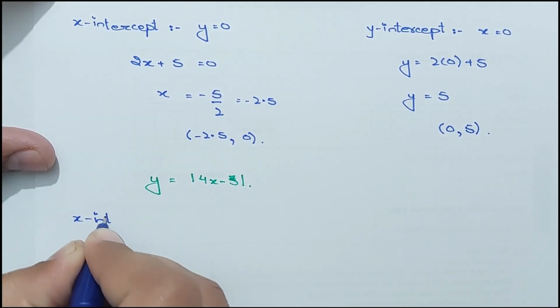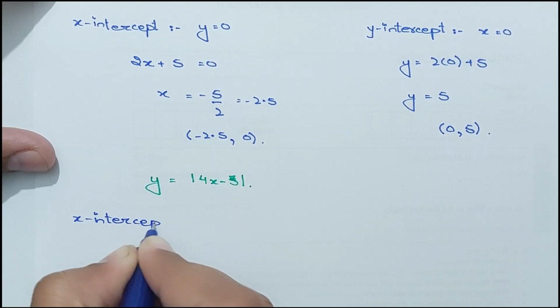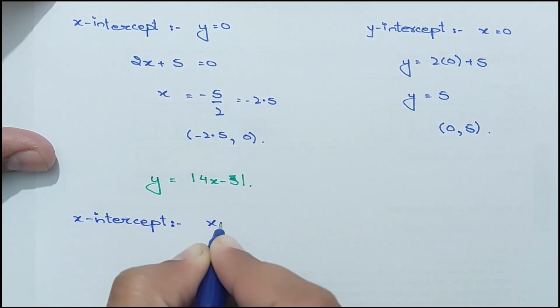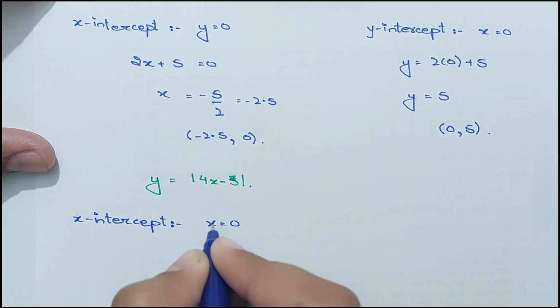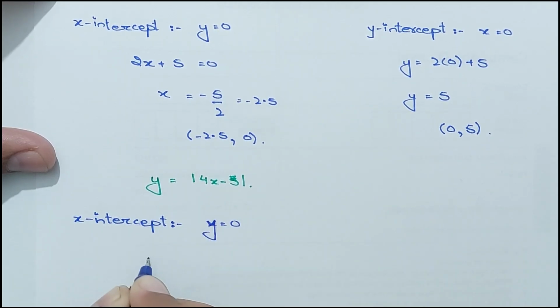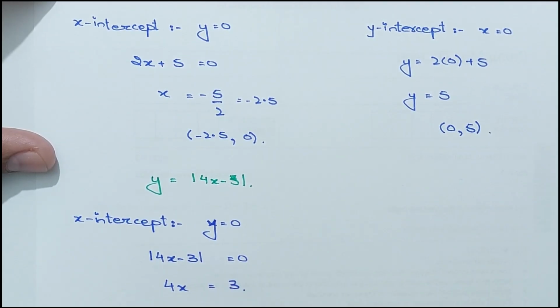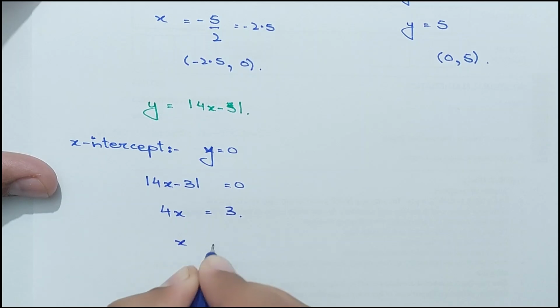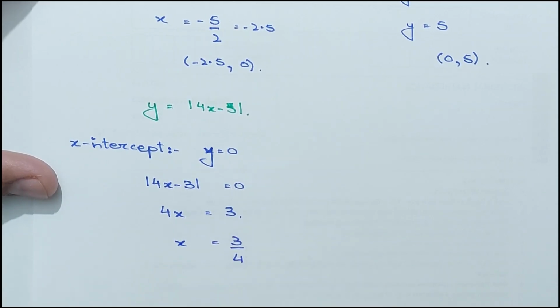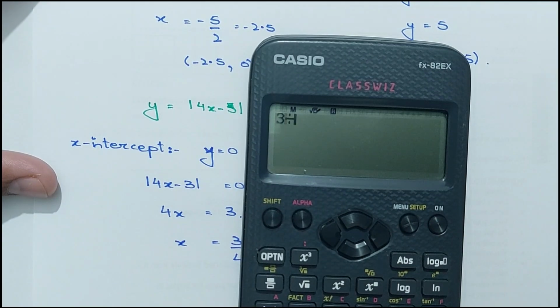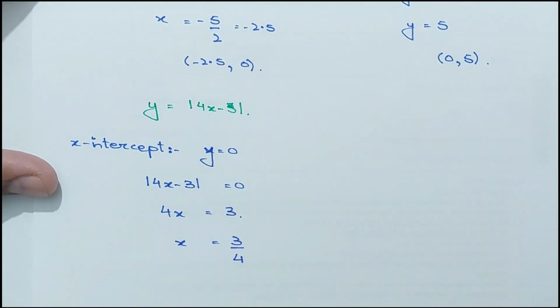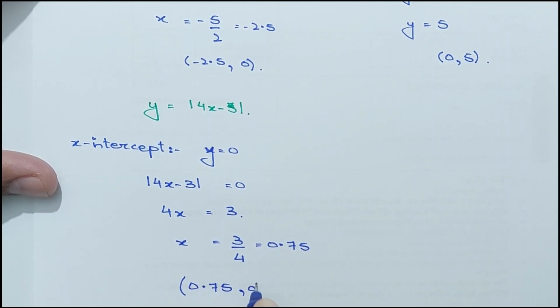For x intercept, y is equals to 0. So absolute of 4x minus 3 is equals to 0. So it means 4x is equals to positive of 3, shifting 3 on the other side. So x should be equals to 3 by 4. And in terms of decimal, 3 by 4 is 0.75. So here the x-intercept is 0.75 and 0, right?